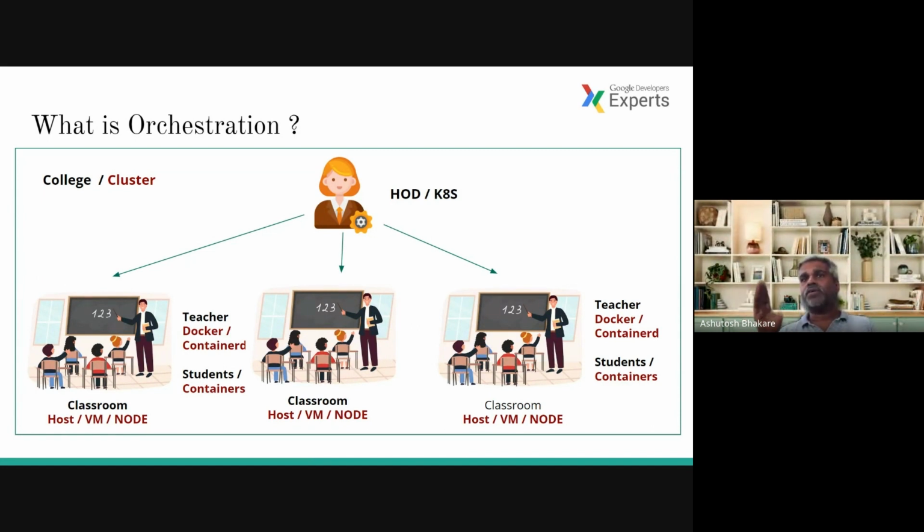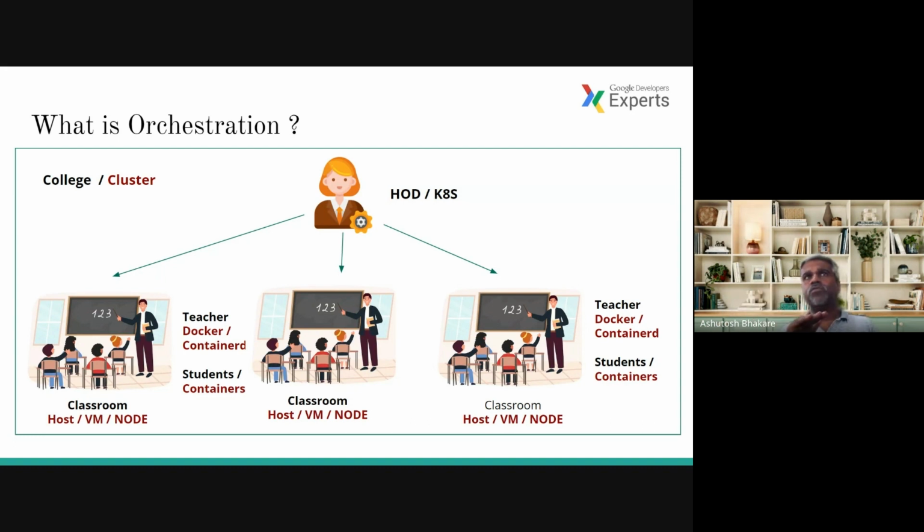So we have a class teacher on each host or each classroom. In the same way, we have Docker or containerd on each host. To manage them centrally, we need the Kubernetes master. So K8s is an orchestration tool which manages the entire nodes, rather the entire containers, centrally. Load balancing and high availability of a container is managed.